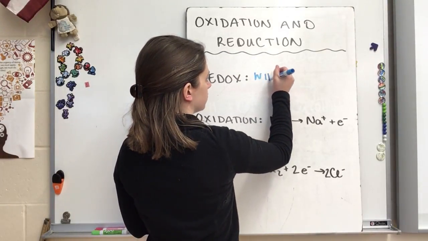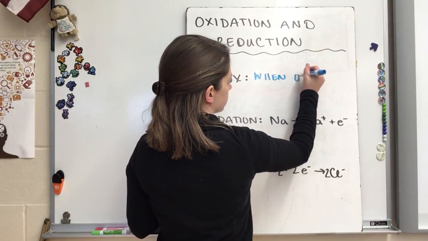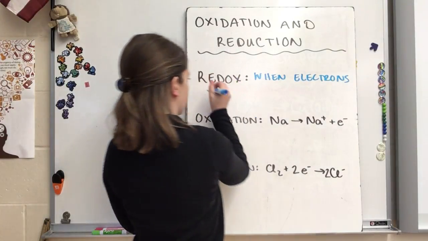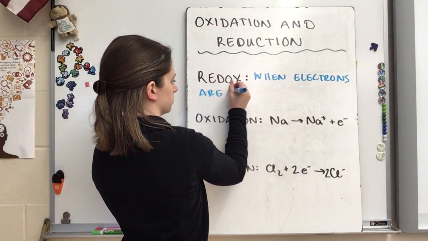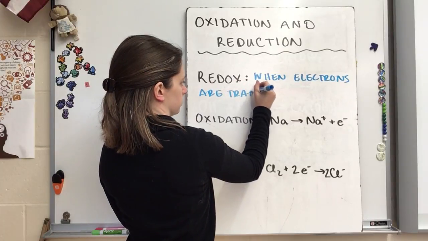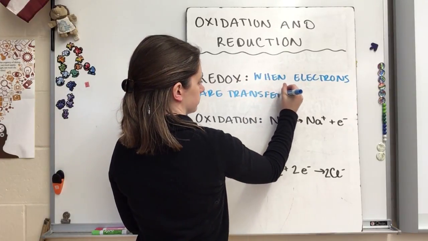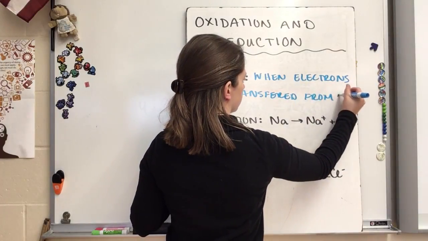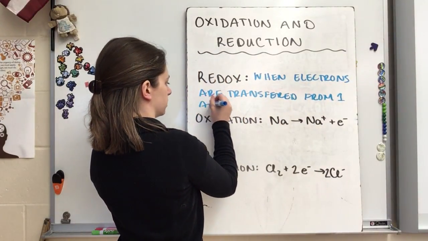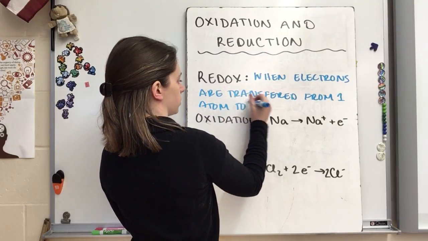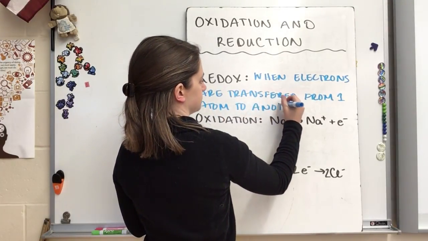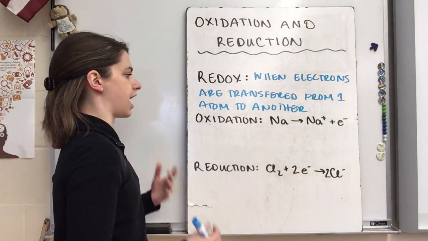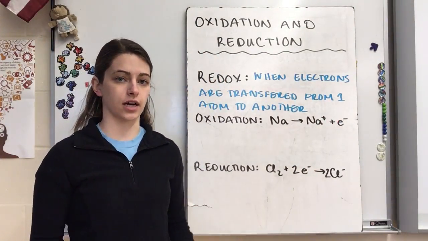So when electrons are transferred from one atom to another, there are two parts. There's the oxidation part and there's the reduction part.